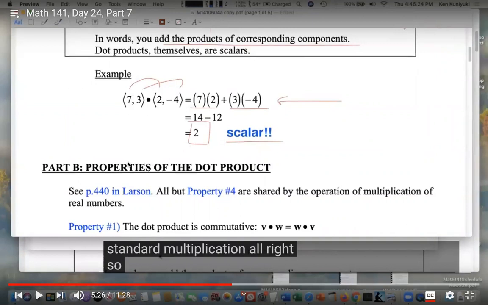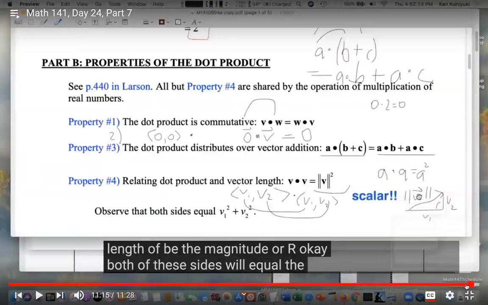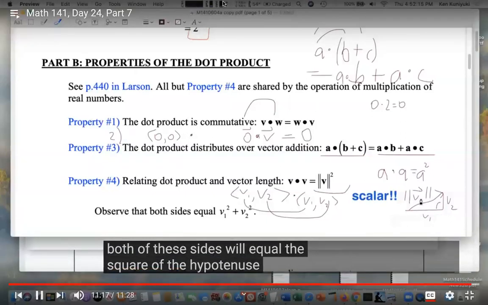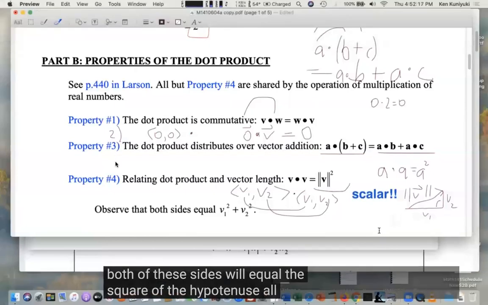Okay, so any questions about this before we go on? Any questions? Scalars, vectors, dot products, properties of the dot product. Any questions? All right. So next, let's move on. The square of the hypotenuse.